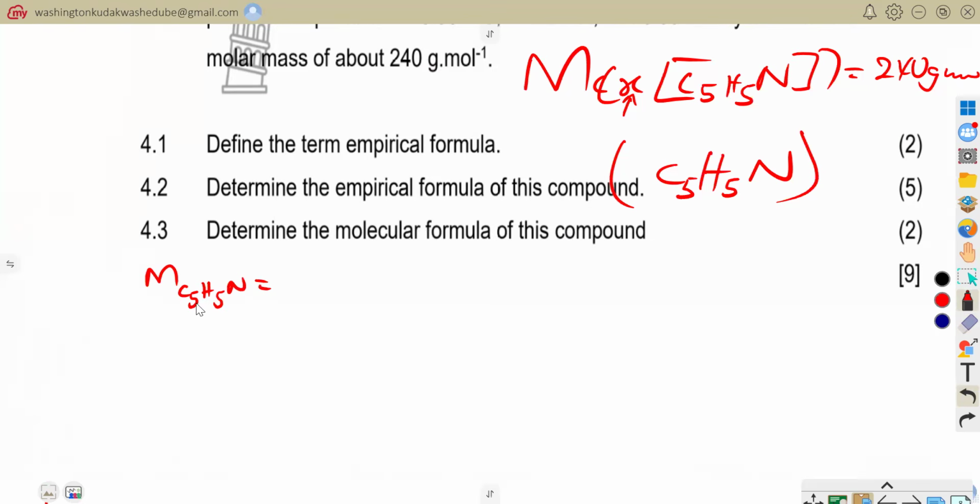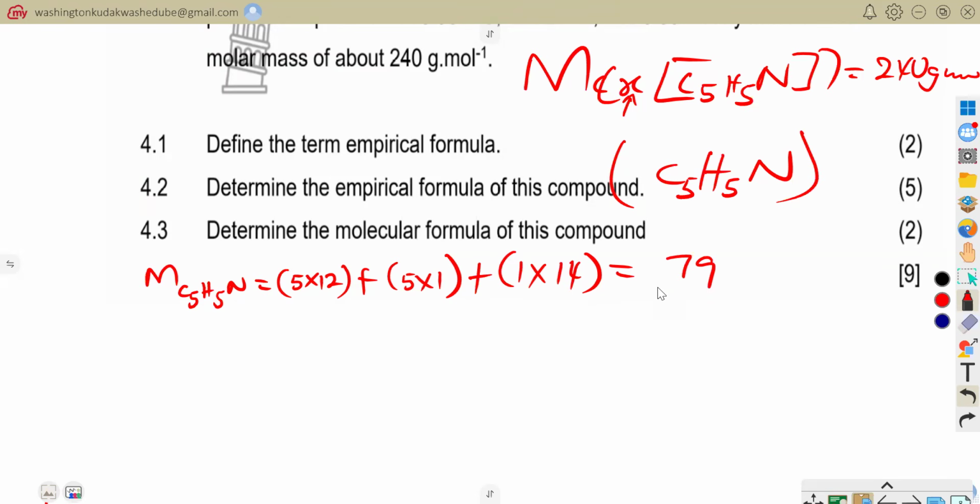That is going to be equal to 5 times 12, plus 5 times 1, and then I'll come and say 1 times 14. So 12 is the atomic mass of carbon, 1 is the atomic mass of hydrogen, and 14 is the atomic mass of nitrogen. This is going to be equal to 79.